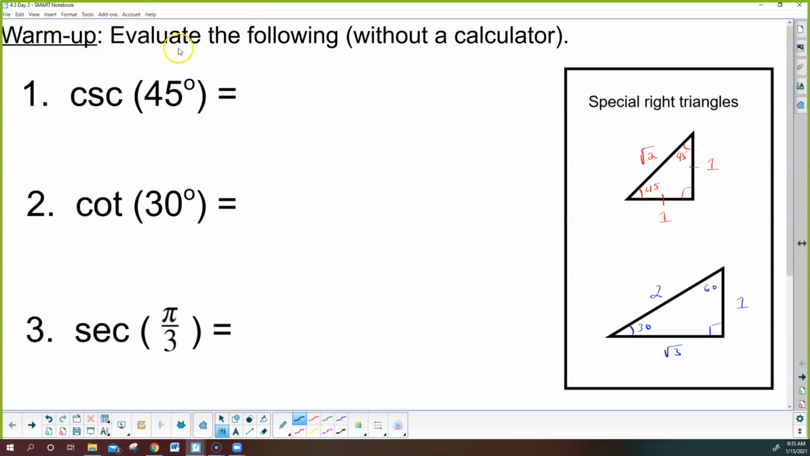So in our warm-up here, we're asked to evaluate the following without a calculator. And you'll notice it's 45, 30, and then we'll talk about pi over 3, but that's actually 60 degrees. So I gave you a little hint on referring to the special right triangles.